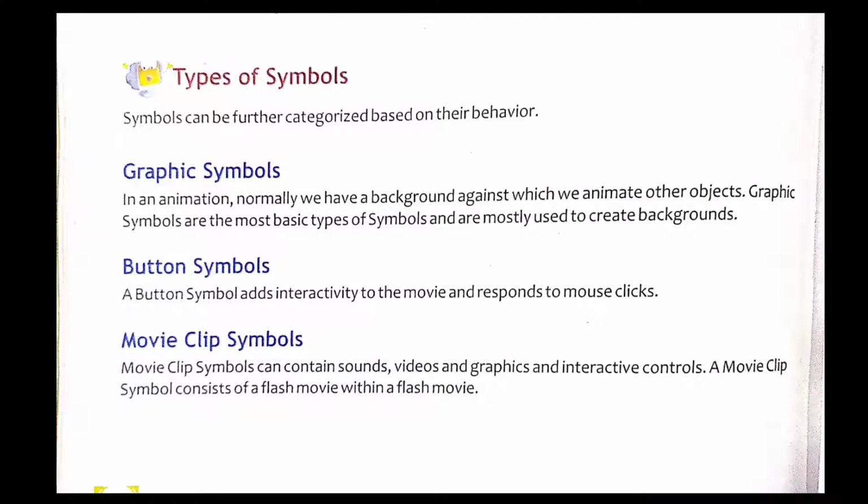A button symbol adds interactivity to the movie and responds to mouse clicks. And the last option is movie clip symbols. Movie clip symbols can contain sound, video, graphics and interactive controls. A movie clip symbol consists of a Flash movie within the Flash movie. I hope you understand this topic children. If you have any doubt, any question, you ask me.